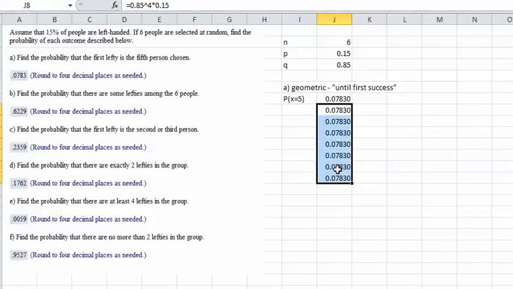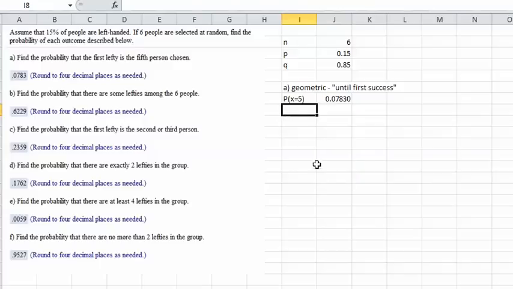Okay, now the next question says find the probability that there are some lefties among the 6 people. This one you're going to have to use the complement rule on. The reason why is because it's going to be too tricky otherwise. What you have to do is figure out the probability of 1 in 6 plus 2 in 6 plus 3 in 6 plus 4 in 6 plus 5 in 6 plus 6 in 6. You have to do a bunch of computations there. There are several ways you could think about it, but I think the easiest way would be to consider the complement.